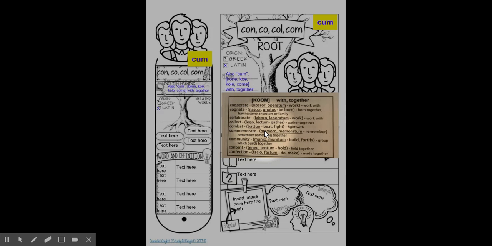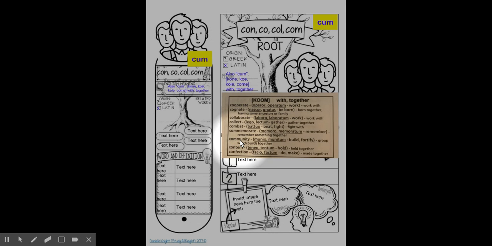Commemorate. So memoro or memoratum means to remember. So we are remembering something together. We are commemorating your birthday. We are commemorating an anniversary. Notice how these are all root words that are being put together to form a compound word in the English language.